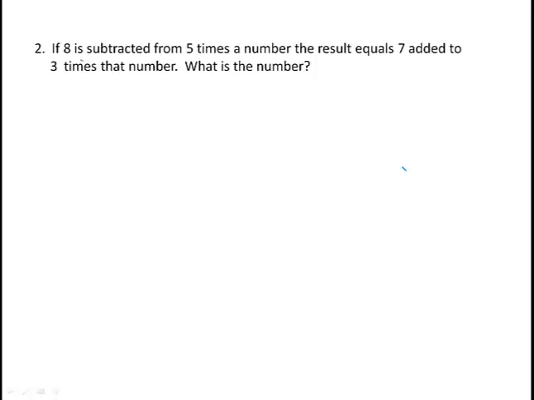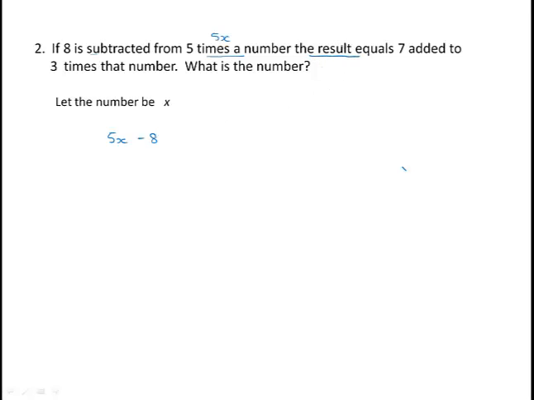In this problem, we're told if 8 is subtracted from 5 times a number, the result equals 7 added to 3 times that number. And again, we need to find the number. So we'll let the number be x. 5 times a number would be 5x. And if 8 is subtracted from this, the first part of our equation is 5x take 8.